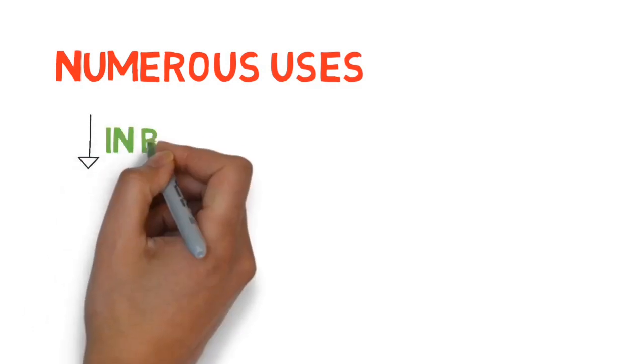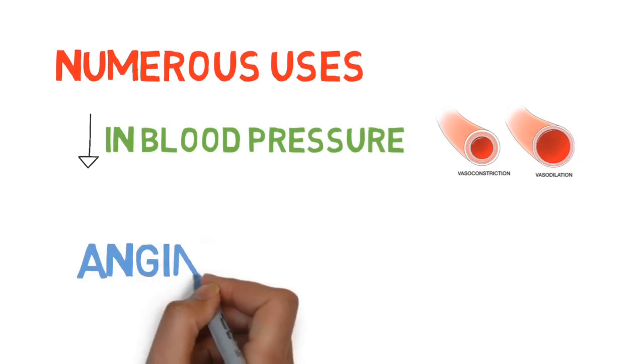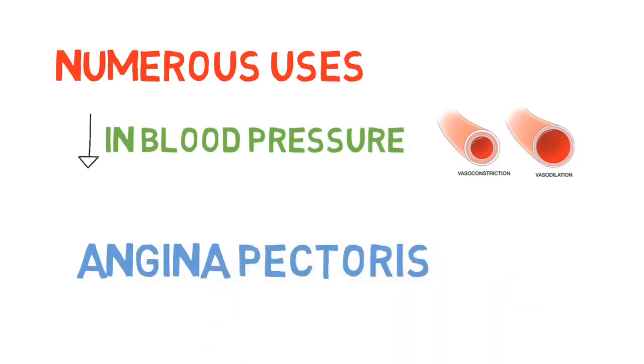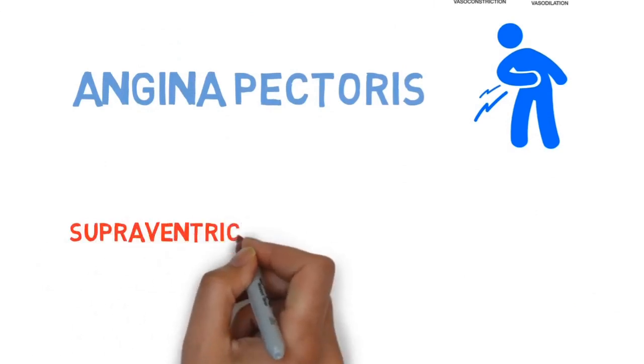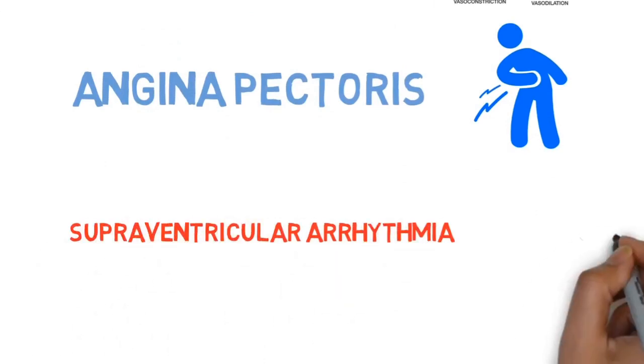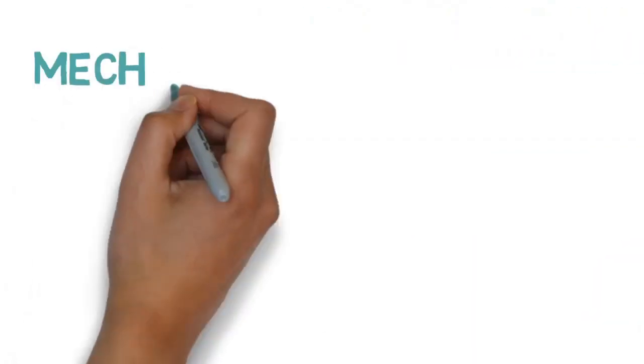Some of them are decreasing blood pressure through vasodilation, angina pectoris due to a decrease in myocardial oxygen consumption, supraventricular arrhythmia because of its depressant action on SA and AV nodes, as well as migraine. So how does it work?